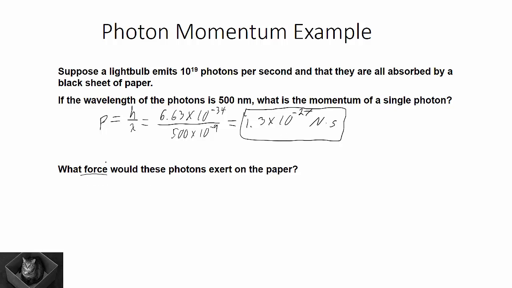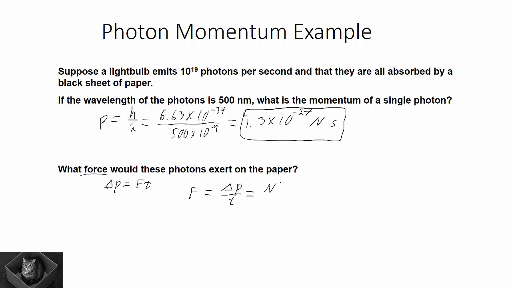Now, if I want to know the force, if you remember some of your momentum equations, we said that change in momentum is equal to force, average force, times time. So if we rearrange this, we can say that the force is the change in momentum over time. Now here we don't want the change in momentum of a single particle, we want the change in momentum of all 10 to the 19th photons that are hitting this paper every second.